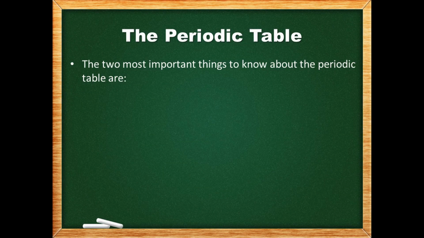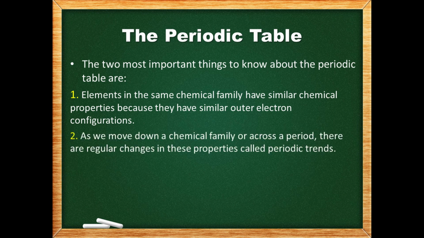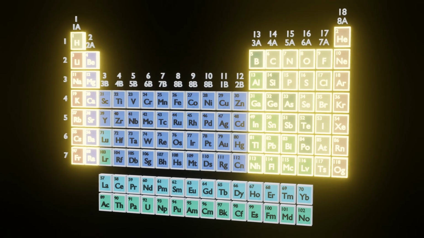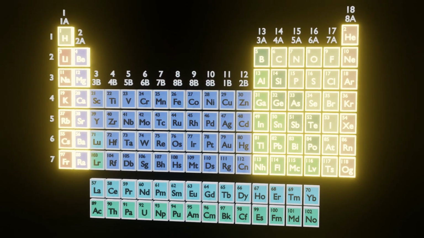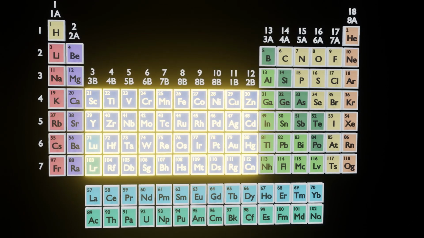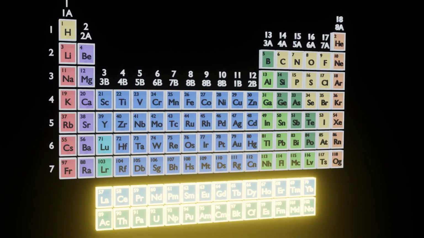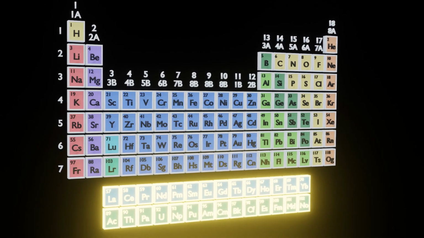The 2 most important things to know about the periodic table are: 1. Elements in the same chemical family have similar chemical properties because they have similar outer electron configurations. And 2. As we move down a chemical family or across a period, there are regular changes in these properties, called periodic trends. Groups 1 and 2 on the left, and 13 through 18 on the right, contain the representative or main group elements. Groups 3 through 12 are the transition elements. Within the transition elements are 2 horizontal series, which are collectively called the inner transition elements.